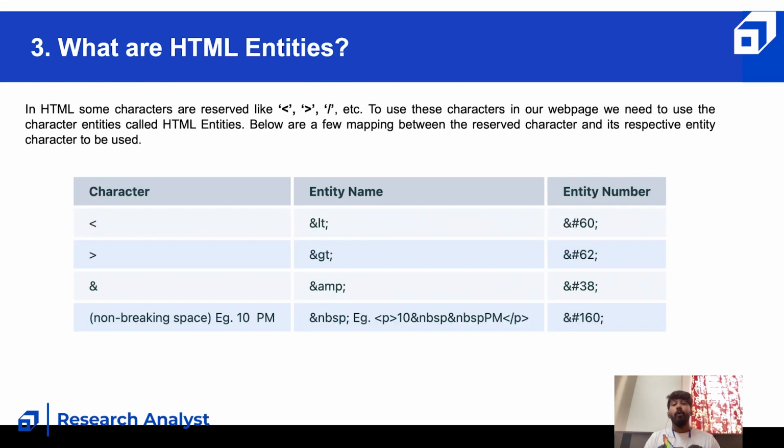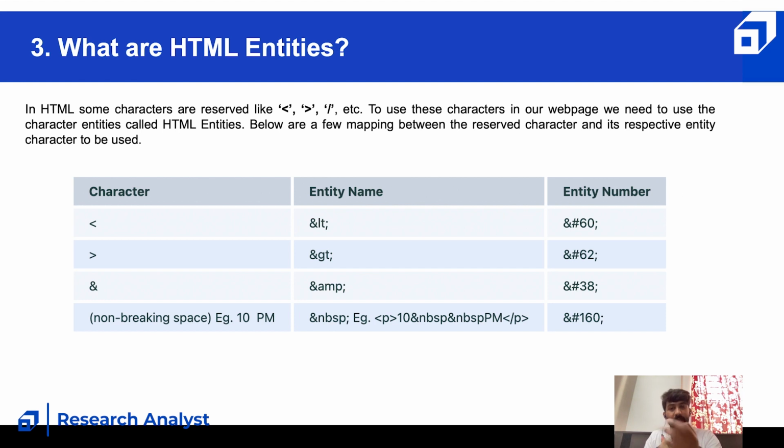Okay, so now moving on to the third question. What are HTML entities? In HTML, some characters are reserved, like these tag characters, greater than, less than, forward slash, etc. To use these characters in our web page, we need to use character entities called HTML entities. Below are a few mappings between the reserved character and its respective entity character to be used. So what exactly does this mean? What exactly are they trying to say here?